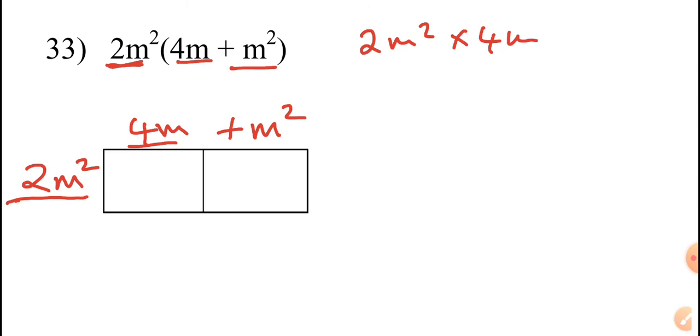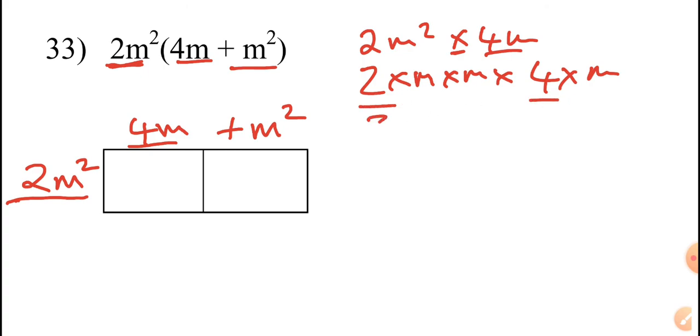Well, what does 2m squared mean? Well, 2m squared means 2 times m, and then the times sign, just copy that down, and then 4m means 4 times m. Now, because we can multiply in any order, 2 times 4 is 8, and then we've got 1, 2, 3, so write that as m to the power of 3, which we can copy down here, 8m cubed.